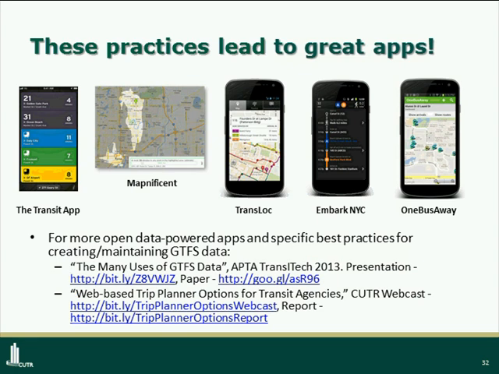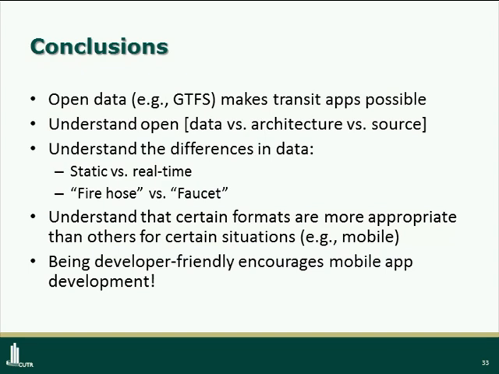So our conclusions for the webinar today are: open data, and especially GTFS, makes transit apps possible. And you really want to understand the difference between open data, open architectures, and open source software when you're talking with developers. And they're really going to be most concerned about open data. And that means that a transit agency is openly sharing both their static and real-time information, if available, with transit developers and the general public.